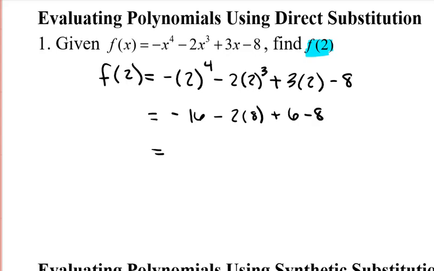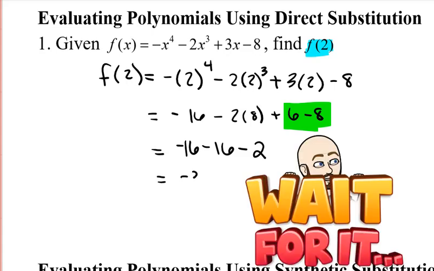Now we can clean this up all sorts of different ways. Negative 16, and then we've got another minus 16, and then a plus 6, and a minus 8. That's going to give us a sum of negative 2. So we just took these two terms right there, 6 and minus 8, and combined those and came up with that minus 2. So when we combine all of that together, we end up with a grand total of negative 36.